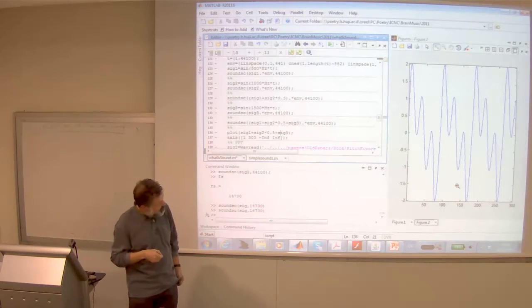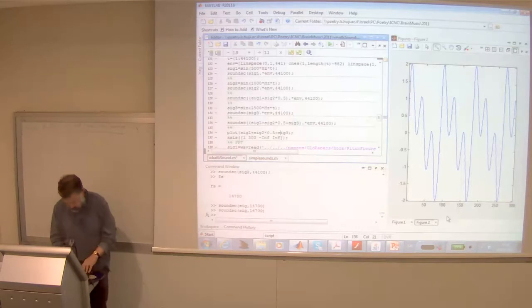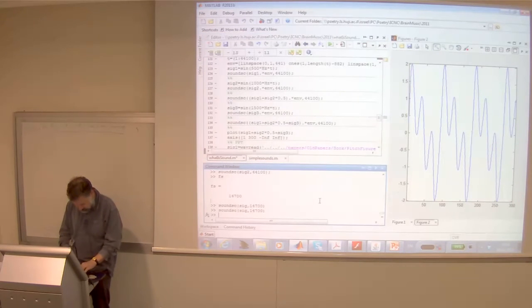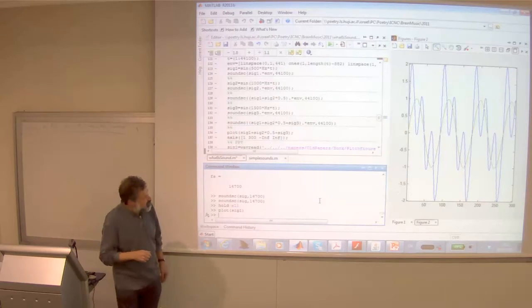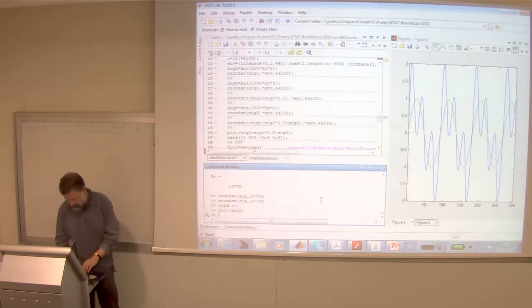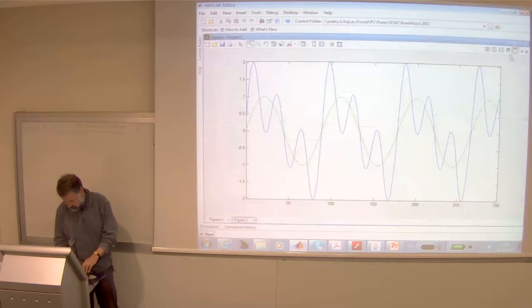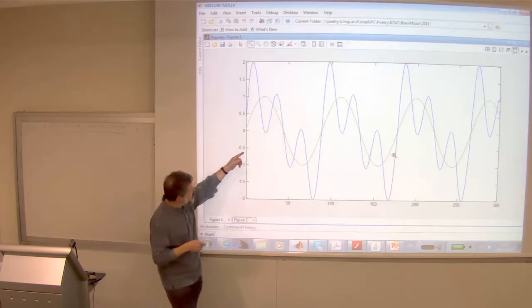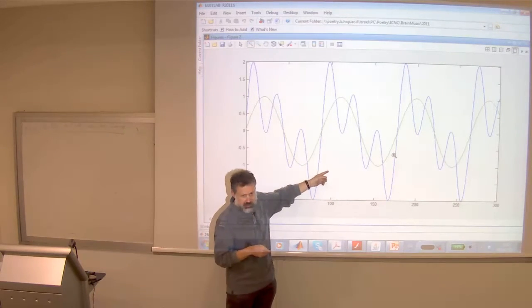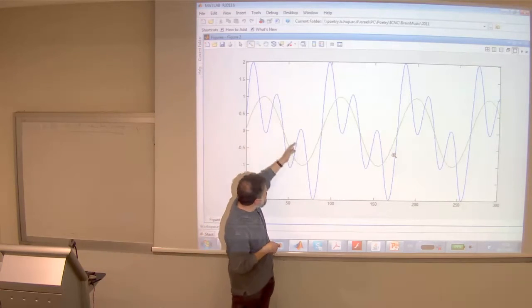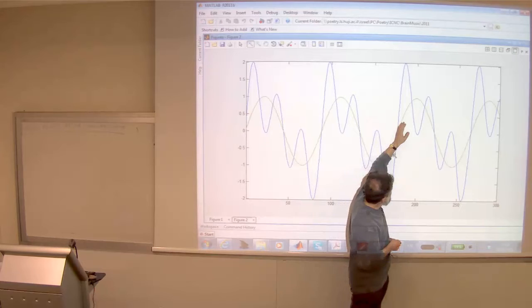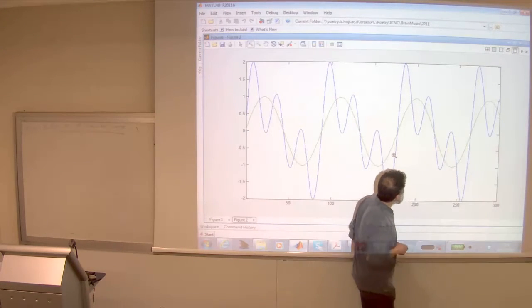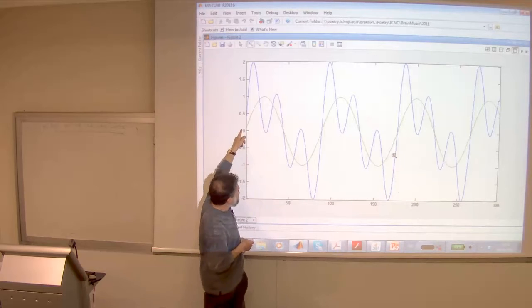Just to convince you that it really repeats itself 500 times per second, what I plotted here in green now is the 500 hertz tone. You can see that the 500 hertz tone and the complex thing, the sum of many harmonics, have the same periodicity. They repeat themselves the same number of times. The period in time is the same.